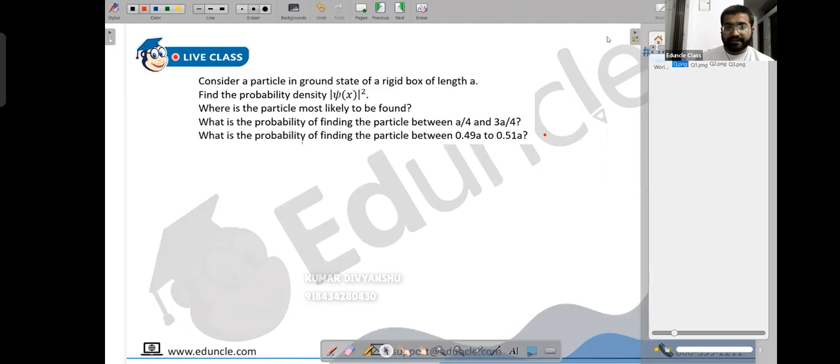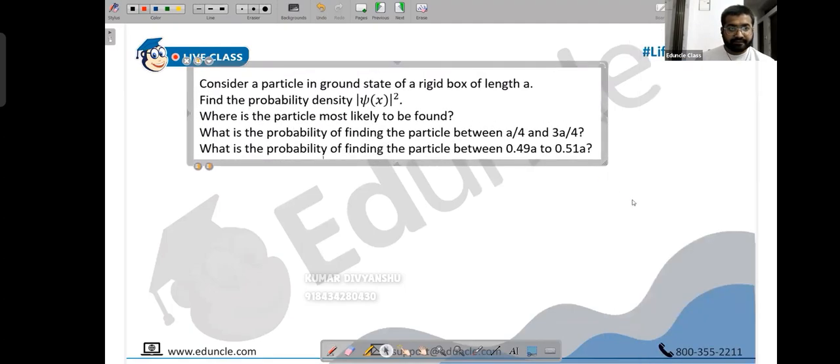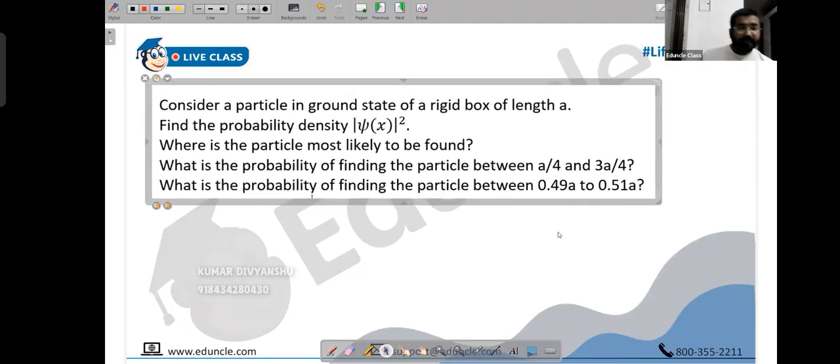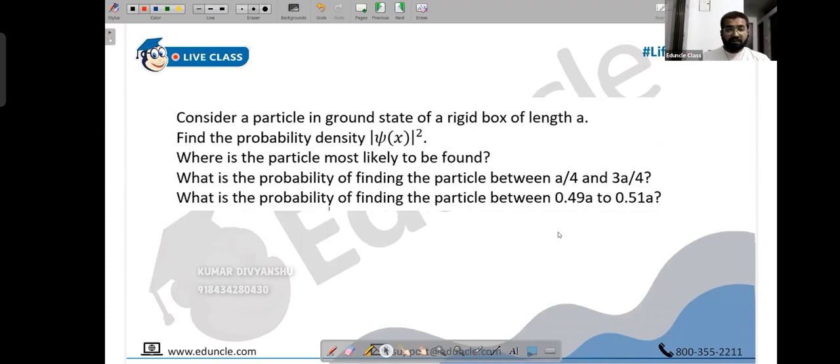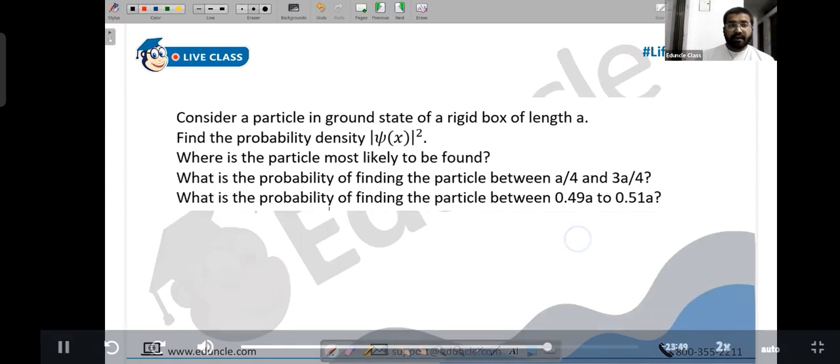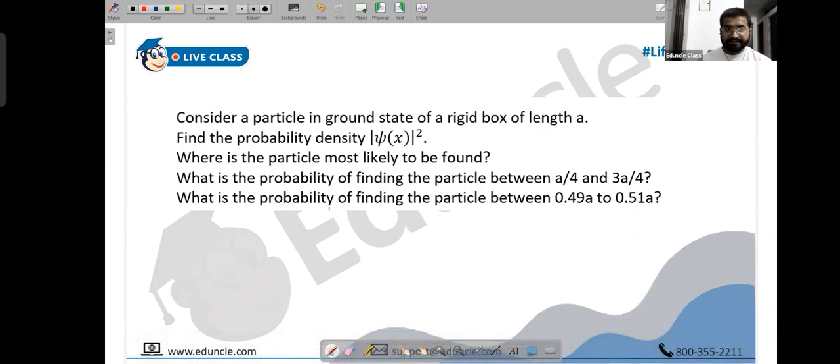Here's the question. Let's try to solve this. Consider a particle in the ground state of a rigid box of length A. Find the probability density, mod psi of x, the whole square. So people, we have got a rigid box of length A.